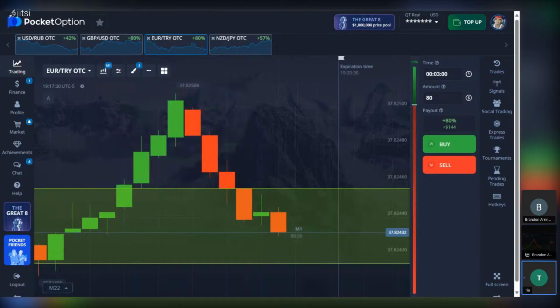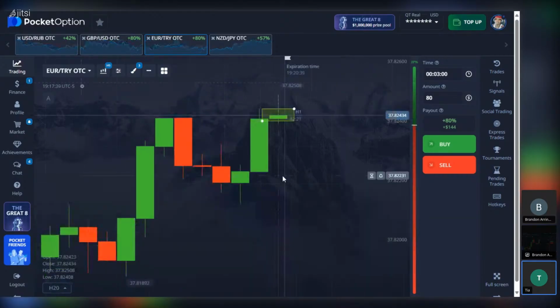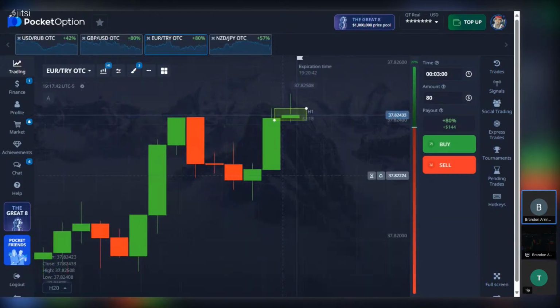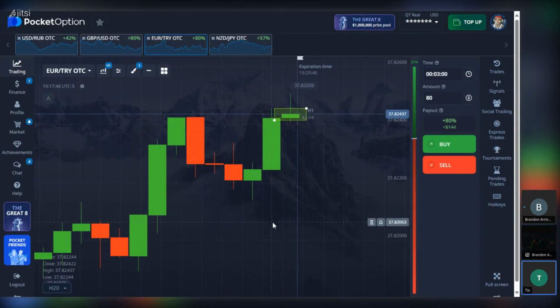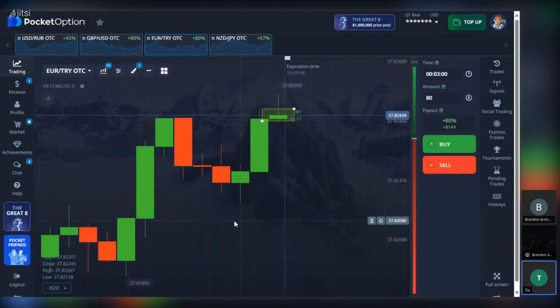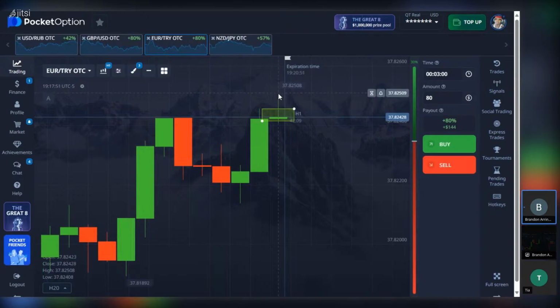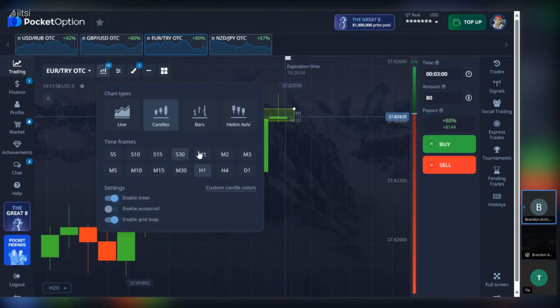Okay, let me go back up. I'm trying to catch the top of that wick. I'm trying to catch the top of this wick before it gets all the way down here. Are you trying to catch the top or the bottom? Yeah, or that. You know what I'm saying?